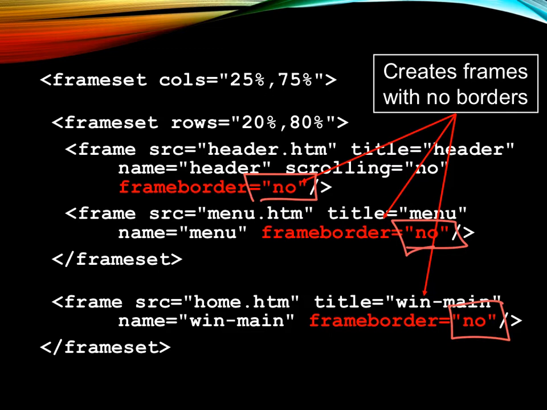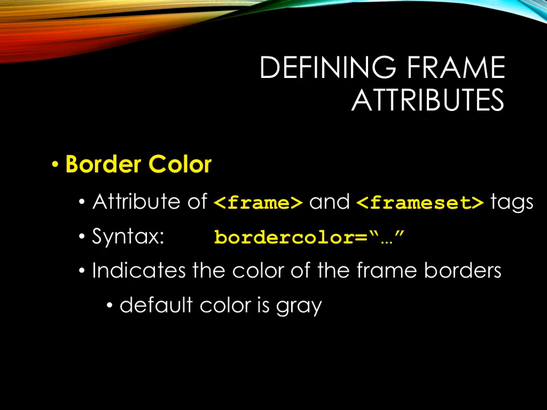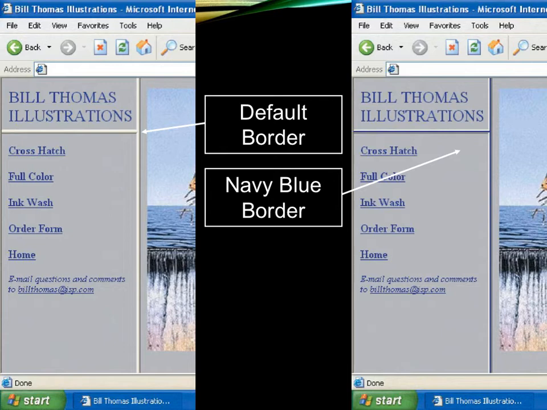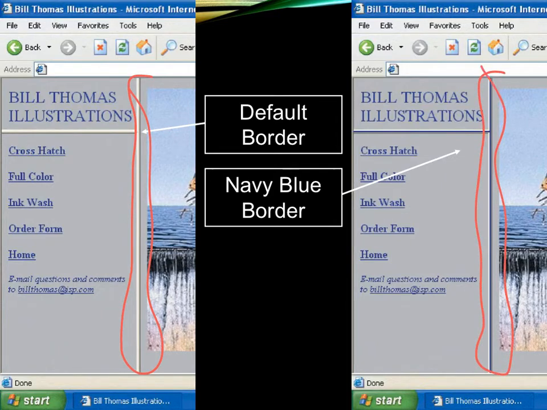Now border color does just what you expect it to do. It indicates the color of your frame borders. And something to note is that the default color is gray. So here you can either use the color name, or you can experiment with the hexadecimal coloring that we've talked about in the past if you want something a little bit more exact and you know what its color representation number is. So then if you look here, you can see the color differences, the default of gray versus the non-default of navy blue being added in there.